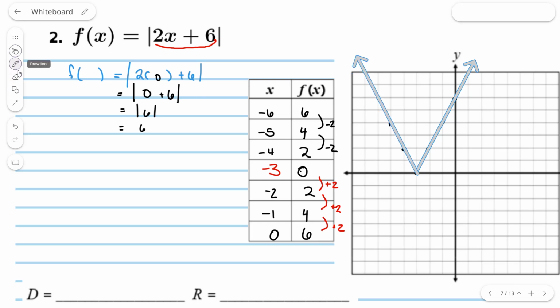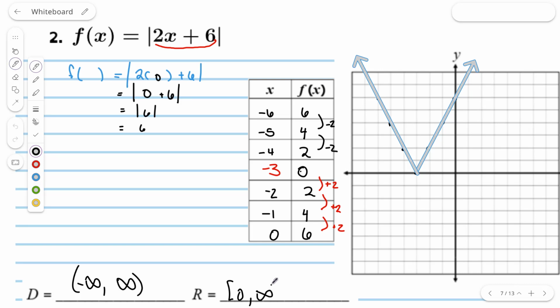And so now I have a thinner graph here. My domain, still the farthest back to the left I can go is negative infinity. The farthest to the right I can go is infinity. My range, the lowest I can go, is 0. The highest I can go is my arrow, so that's positive infinity.